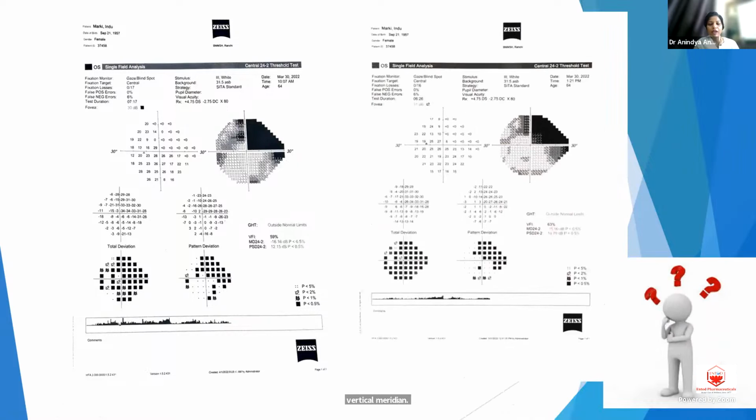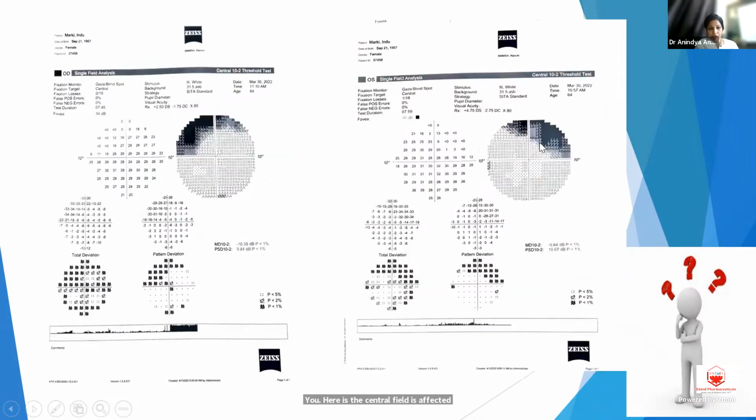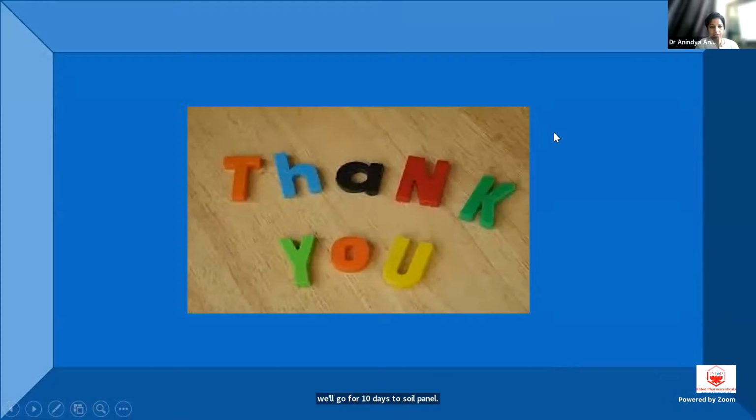Okay. So in this patient, what are you going to do next? Anyone please answer. This is a visual field. What are you going to do next? See, here the central field is affected. As we have already discussed, once the central field is affected, you will go for 10-2. So you'll find in the 10-2, there is a defect. We should follow up with 10-2.